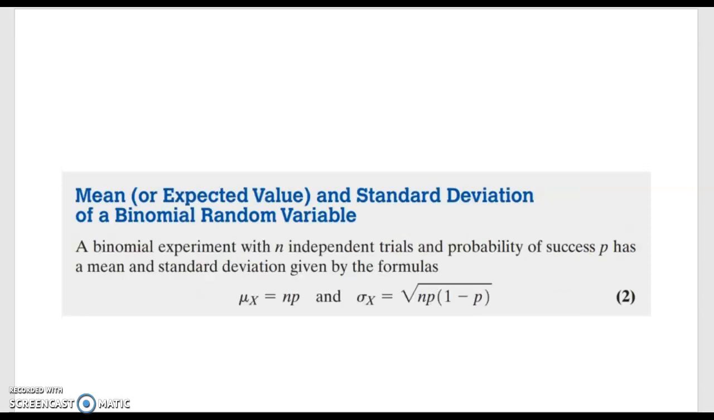We can also talk about the mean and the standard deviation of a binomial random variable. Remember, when we talk about the mean, we use the Greek letter mu, and for the standard deviation, the Greek letter sigma. The mean is just n times p. N is the number of trials, p is the probability of success. Sigma is the square root of n times p times 1 minus p, which is the square root of the number of trials times the probability of a success times the probability of a failure.